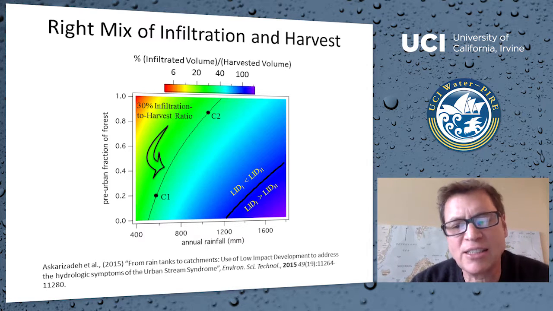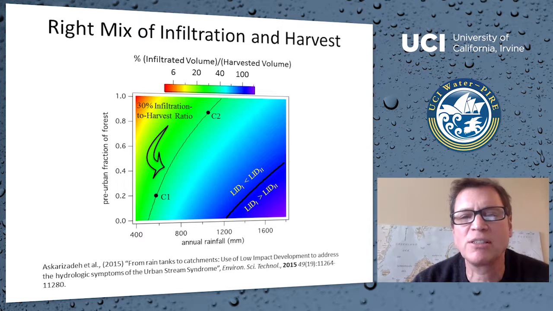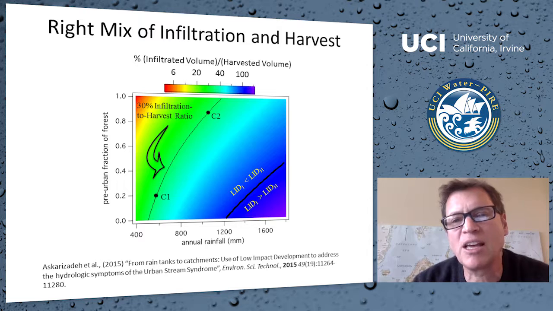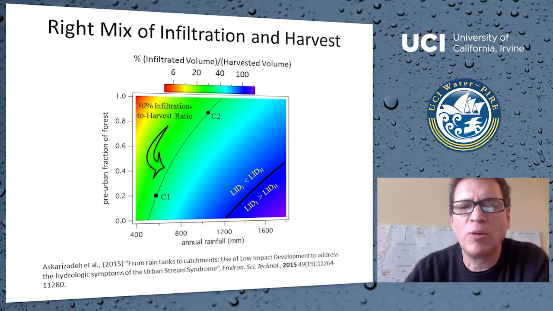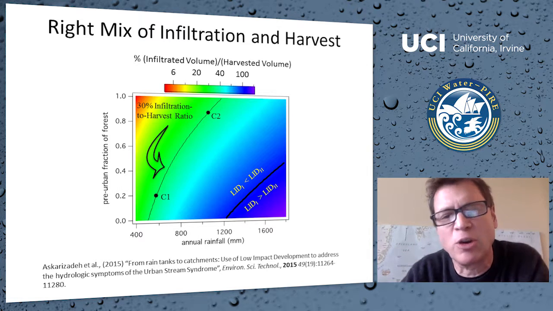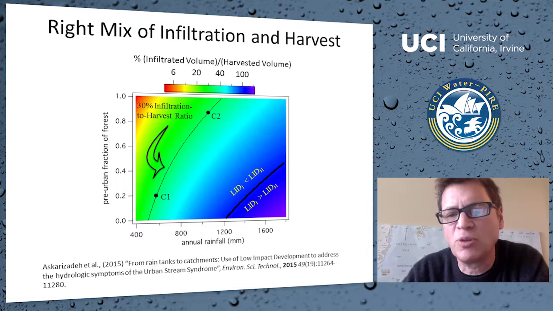That's the vertical axis, and again, the horizontal axis is the mean annual rainfall for a given region. The color is the ratio of the volume which you should infiltrate relative to the volume you should harvest for LID, expressed as a percent. So 100% means that you would infiltrate and harvest exactly the same volumes to maintain pre-urban hydrology. You can see a general gradient going from red, which is a low percentage in the upper left, to a deep purple, which is a high percentage in the lower right.